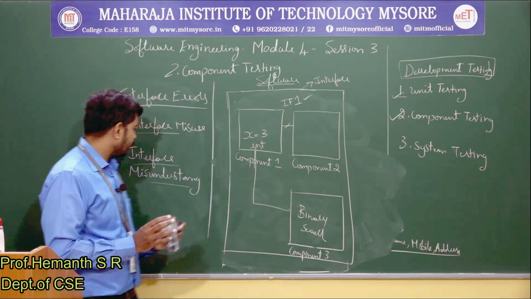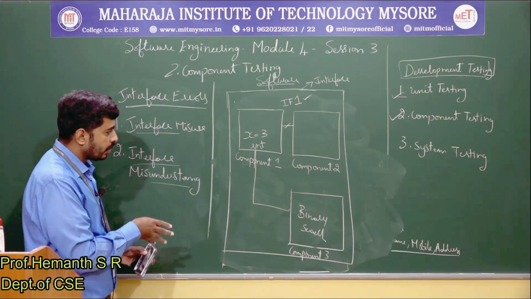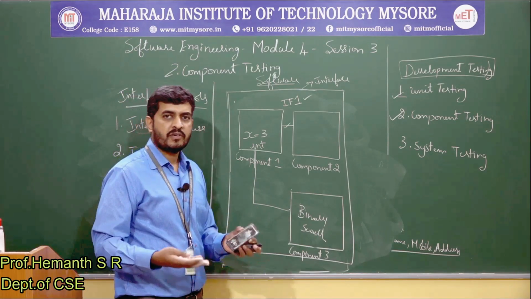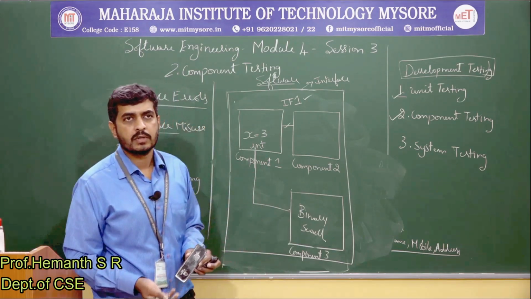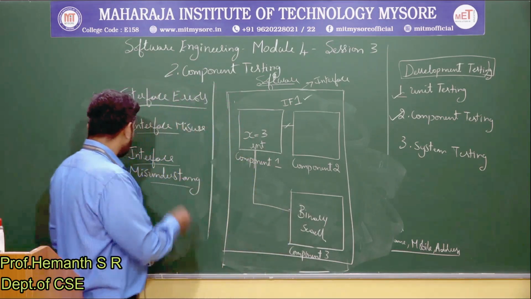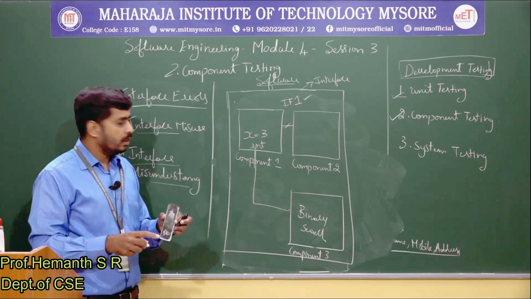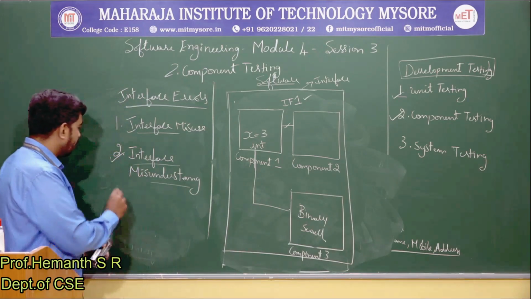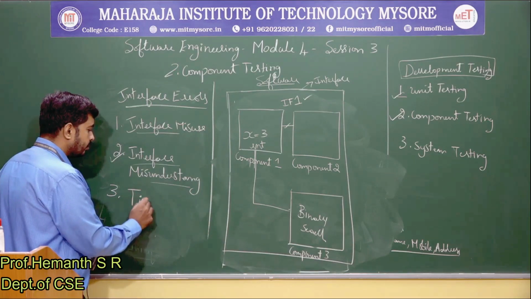So in a nutshell, interface misunderstanding means a component is expecting the data in a specific format, in a specific way, but the source component is sending it in a different way. That is interface misunderstanding. This is one more common error that can occur between the components using the interface. The third one is timing error.